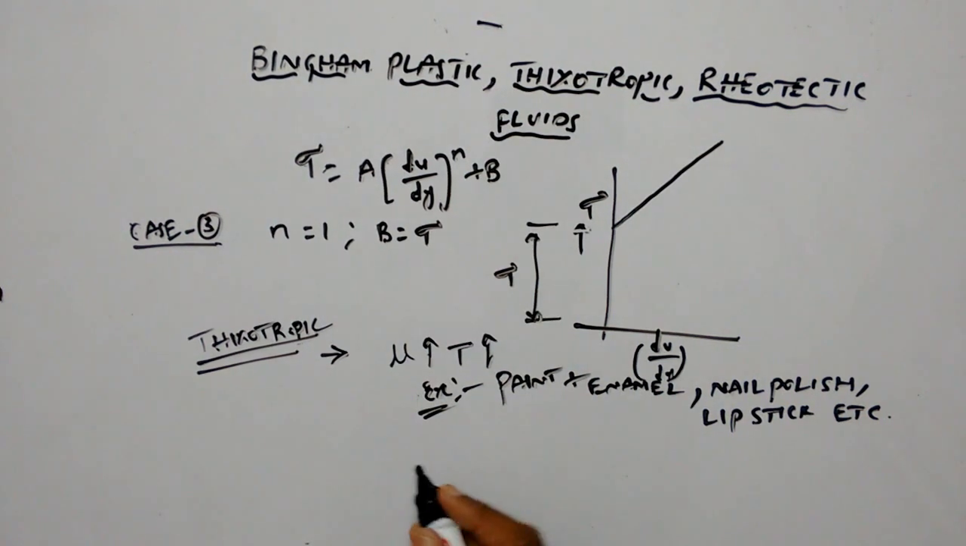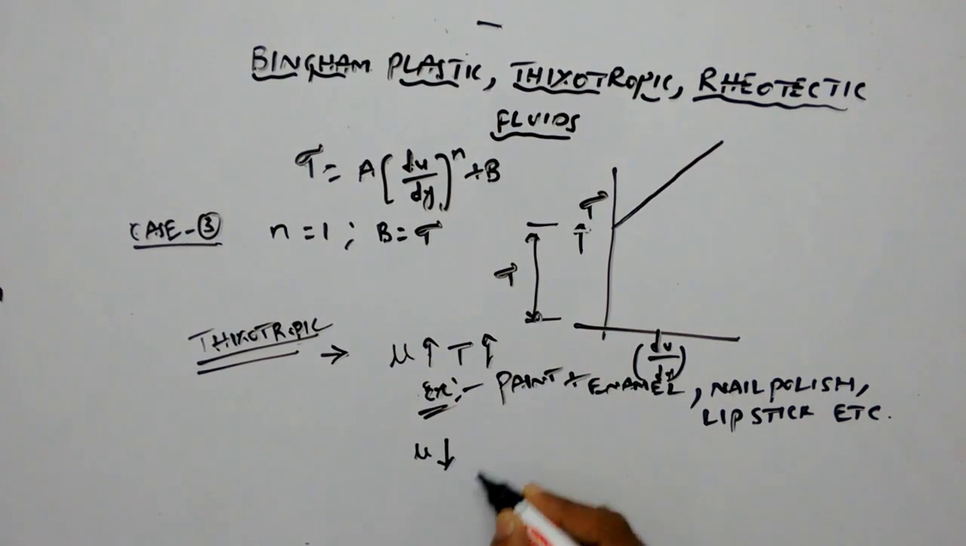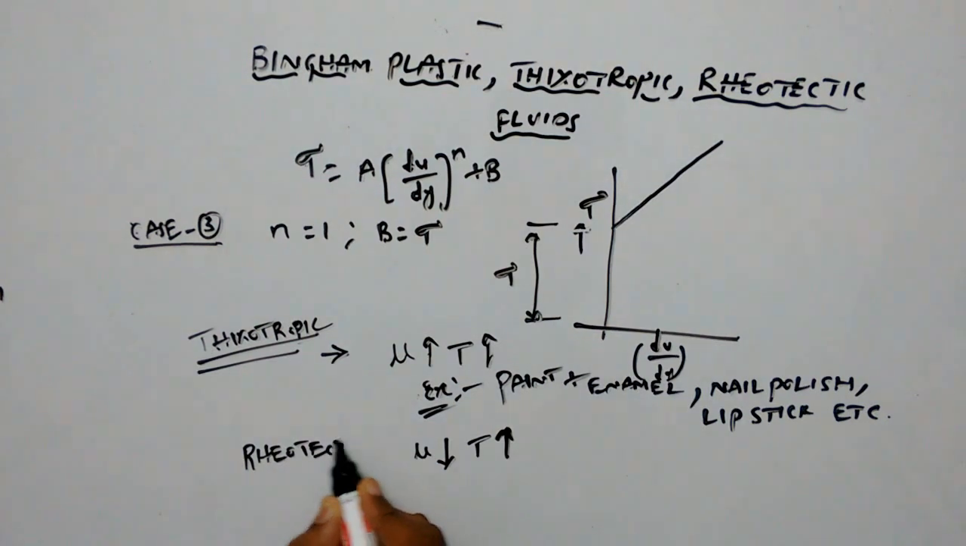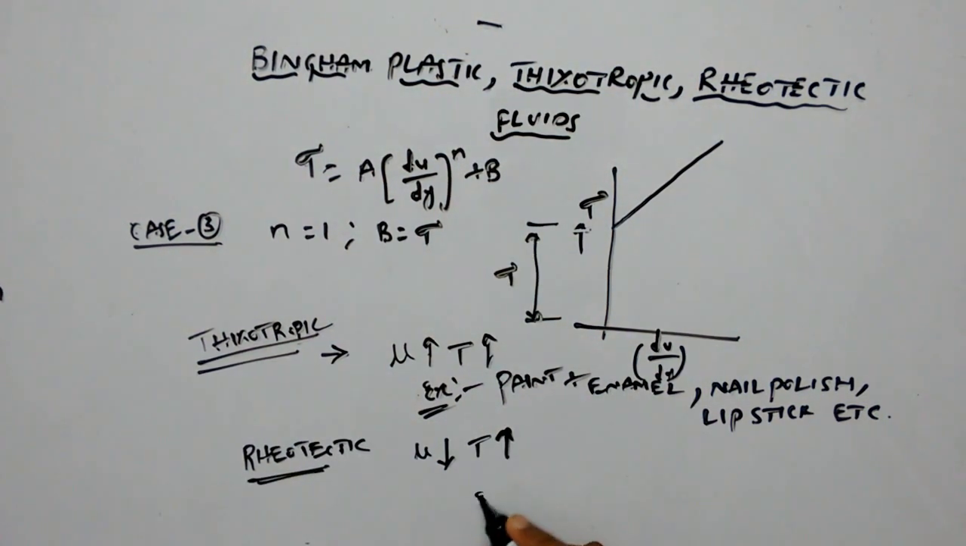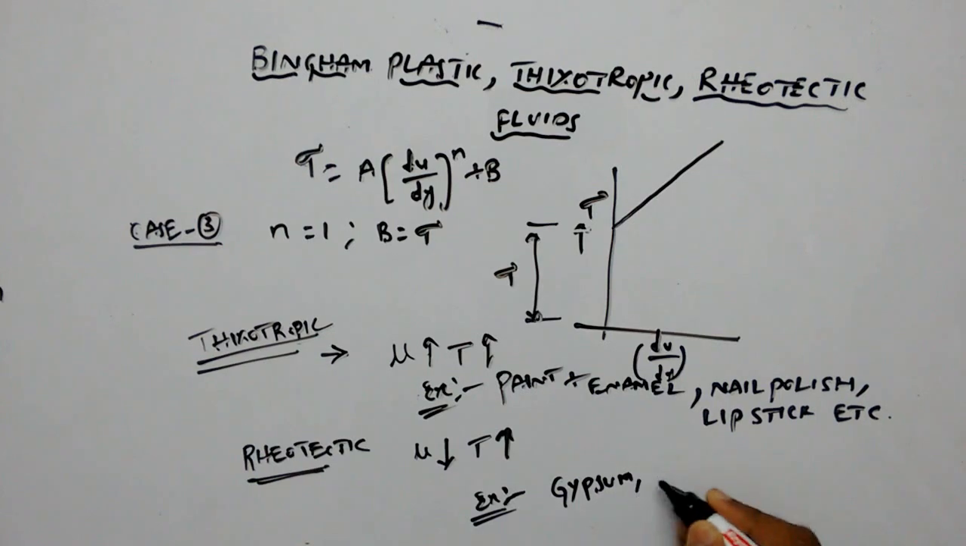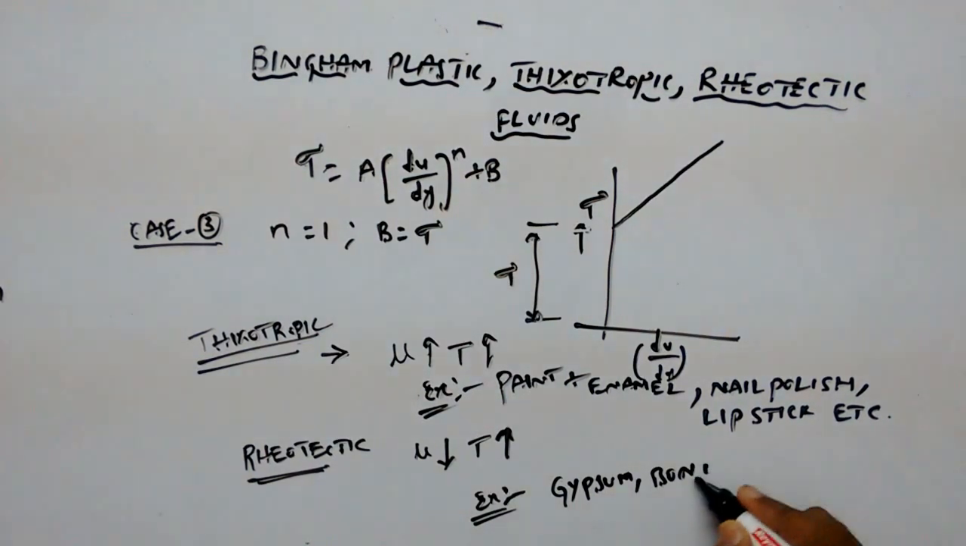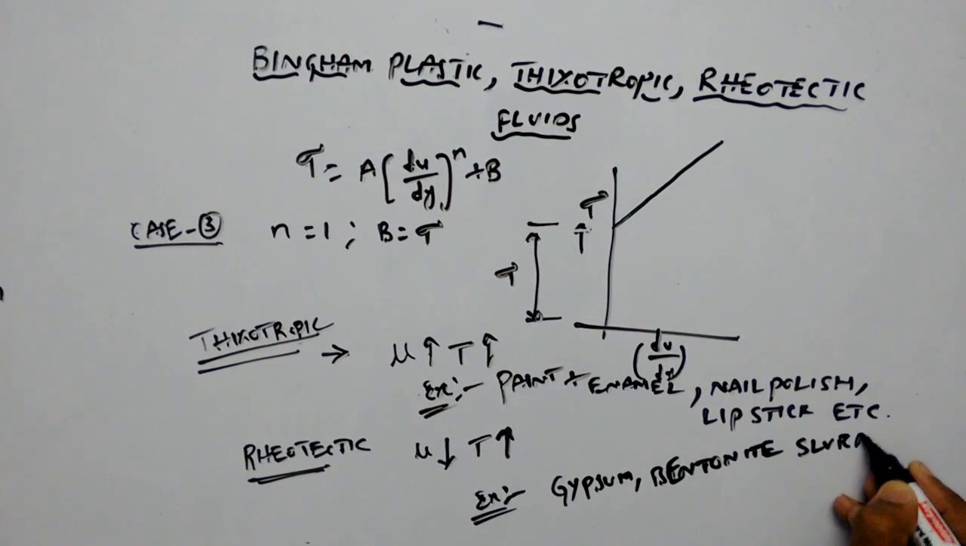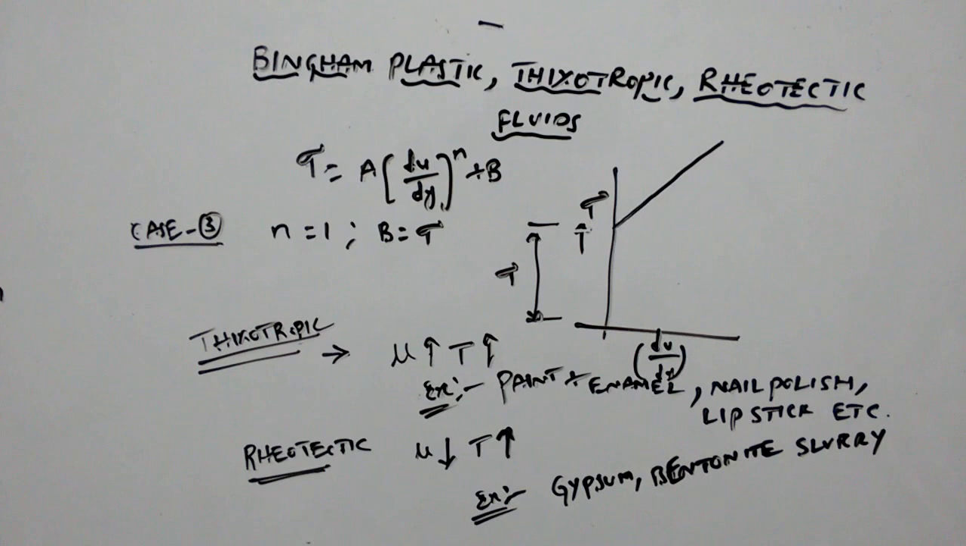If the dynamic viscosity decreases with respect to the time, then it is classified under a rheotactic fluid. Means, for example, if you take gypsum or bentonite solution, so the dynamic viscosity of this gypsum and bentonite slurry decreases with respect to the time.